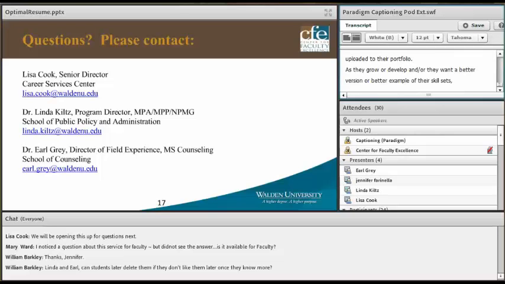Great. Yeah, and they also can keep anything they uploaded and take it off of their website. So it could still be in their account, but it's not published to their website. So the history isn't deleted if they so choose.